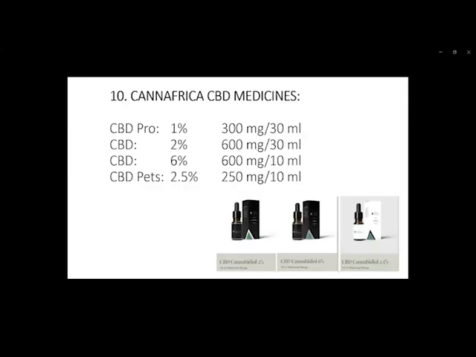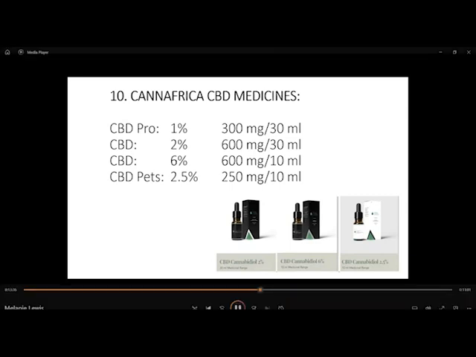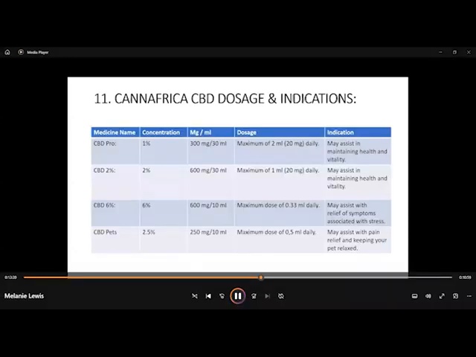Okay, moving on. Cannafrica CBD medicines. These are the 4 medicines that we have available. CBD Pro, and that's 300 milligrams per 30 ml, a 1% concentration. Let me actually go on to the next slide. These are just the pictures of the Cannafrica CBD products. I don't have the CBD Pro in here, but if I move to the next slide, I think this is a better slide in terms of dosage and indication.